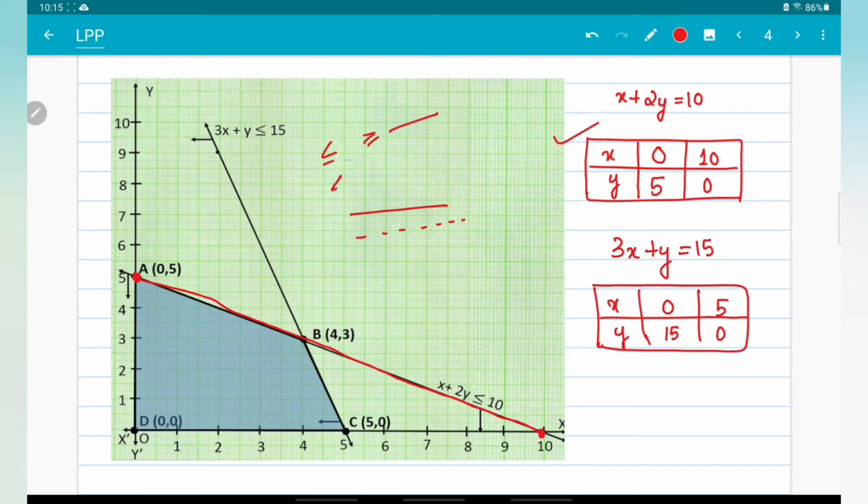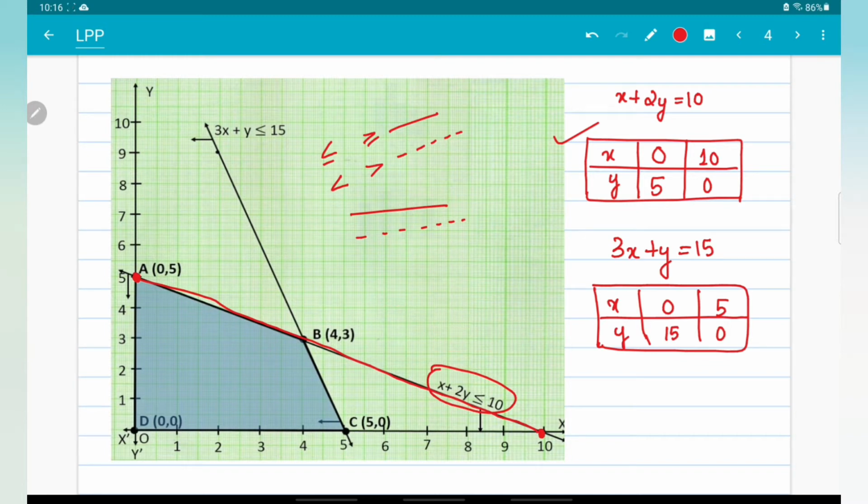But if you have only greater than or only less than, then you're going to draw a dotted line. Like in this case, the inequality which we plotted had a less than or equal to symbol. So there was an equal to also with that less than. That is why we drew a normal straight line. But if there was only this symbol without the equal to part, then we had to draw a dotted line. So that is the difference.